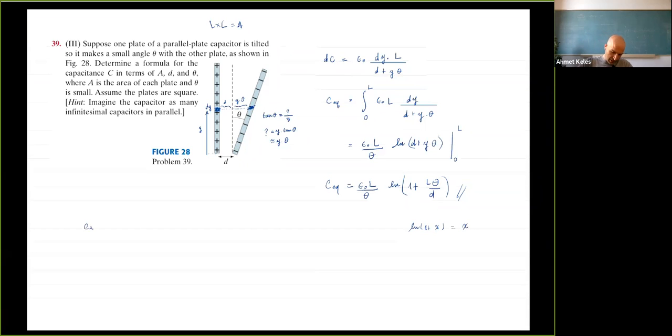Then C equivalent should be equal to epsilon naught L over theta times L theta over d, and this is equal to epsilon A over d. Okay, seems like in the lowest order it doesn't change, so that's a good thing. So epsilon A over d, that's what we know it should be.